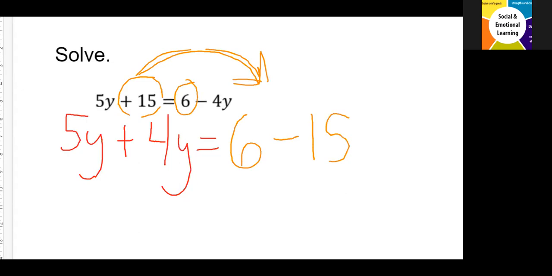Good. Okay, now look, these are like terms. These are like terms. We can combine them. What's 5y plus 4y? 9y. Oh, you guys really do know a lot of algebra. What's 6 minus 15? The answer is negative 9. So the answer is -1 for y.